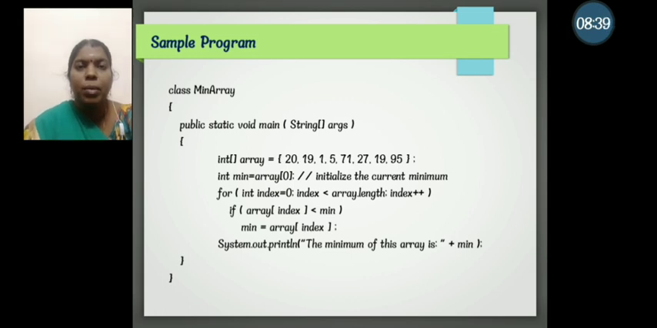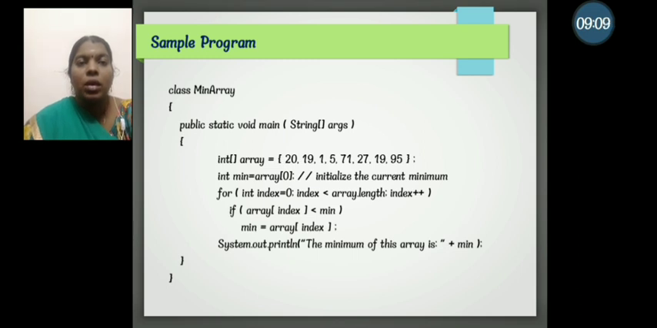And here is another sample program showing how an array is created, in order to identify the minimum value in the given array values. The program given here is to find the minimum value in the array. So they have used a for loop and an if condition, based on which the minimum value in the given array elements can be accessed.